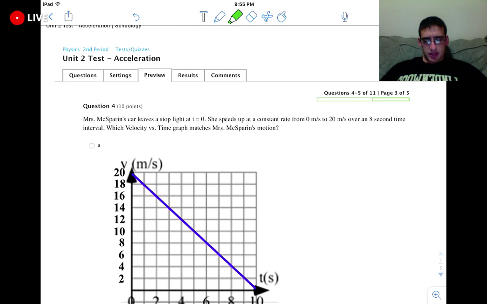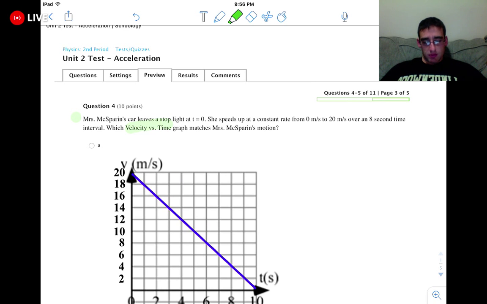All right, so this says Mrs. McSparron's car leaves a stoplight at t equals 0. She speeds up at a constant rate from 0 to 20 over an 8-second time interval, and we want to find out which velocity versus time graph matches the motion.